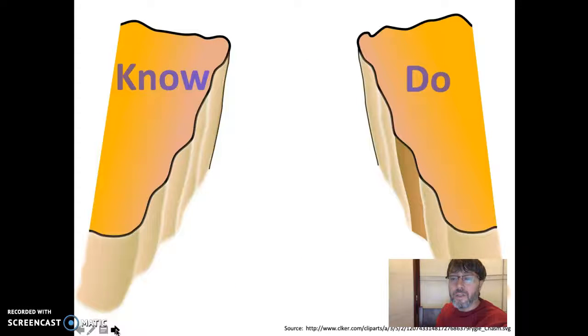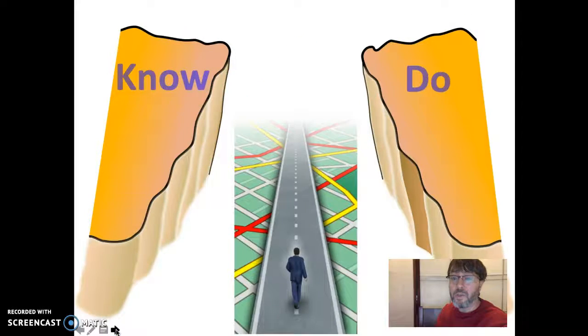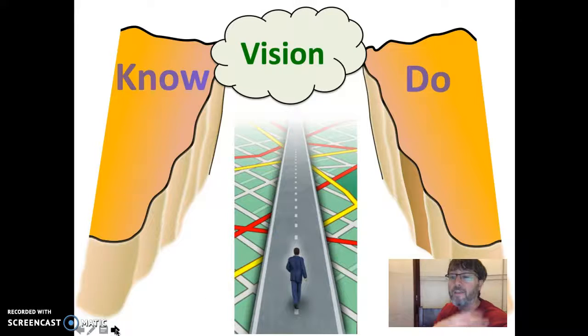So as you know, in our DNP projects, we're essentially bridging the gap between what we know from science and evidence and what's actually done in practice. And that's what your DNP project is designed to do. And a theoretical framework is like a roadmap. It's a guide that gives you vision for how you can close that gap, how you can collect data, what data you should collect in order to close that gap.